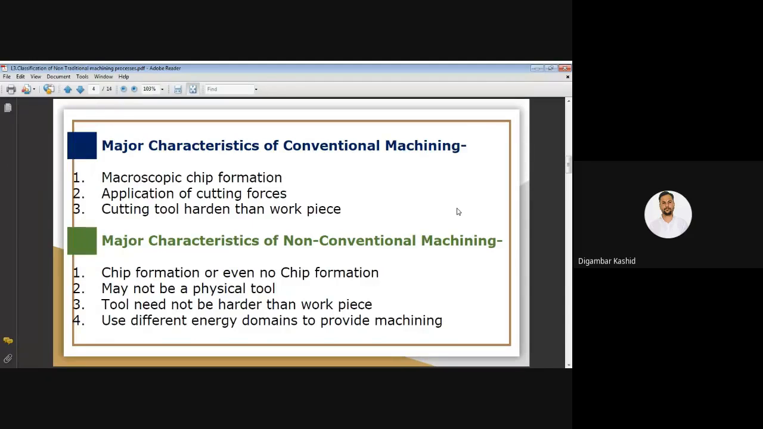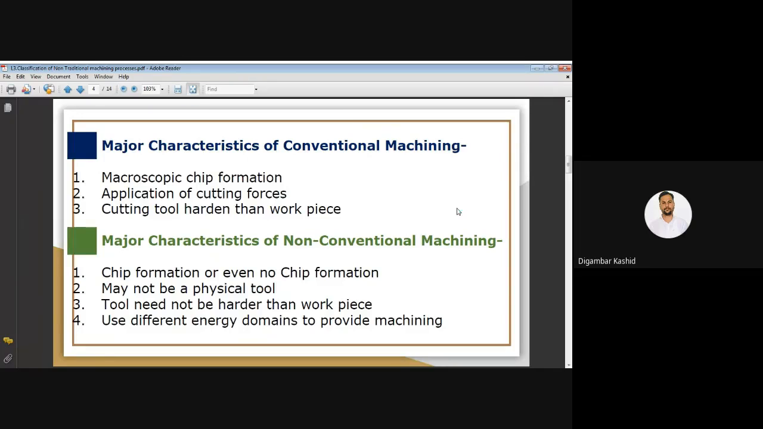Again, for conventional machining, for metal removal, we need a cutting force. That cutting force usually comes from mechanical energy only, because we apply the force, and only then will our cutting tool move towards the workpiece, and through that edged cutting tool the metal removal process will start. So metal removal takes place due to application of cutting force, and the energy domain can be classified as mechanical.